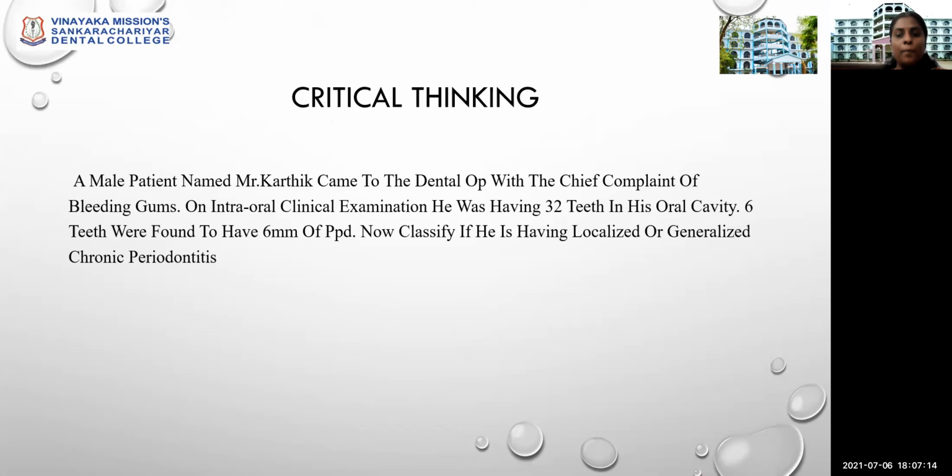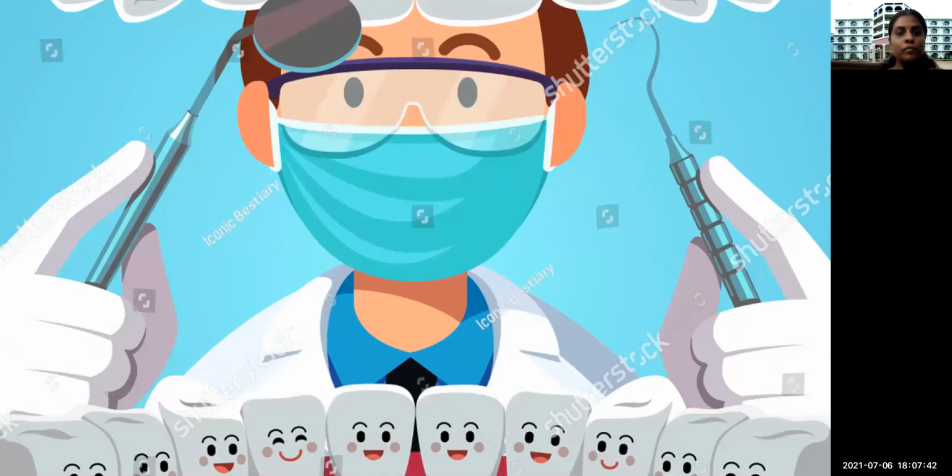Again, I repeat, a patient has 32 teeth in his oral cavity, of which 6 teeth were found to have 6 mm of probing pocket depth. I told you only 2 to 3 mm is considered normal gingival sulcus depth. If it crosses more than 3, then it is periodontitis. So what does it mean? 6 mm of probing pocket depth means he has 6 teeth affected with periodontitis. Out of the 32 teeth, 6 teeth are affected. Now you classify whether he has localized or generalized chronic periodontitis.